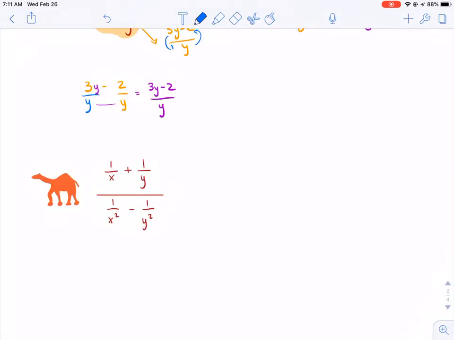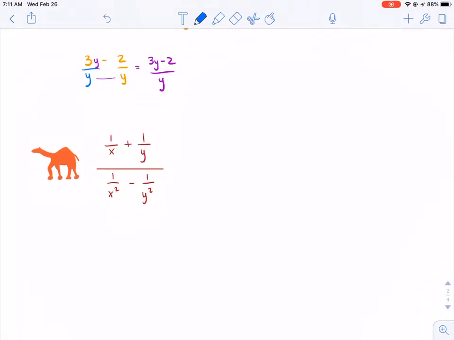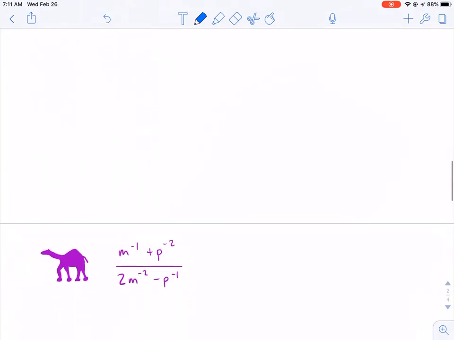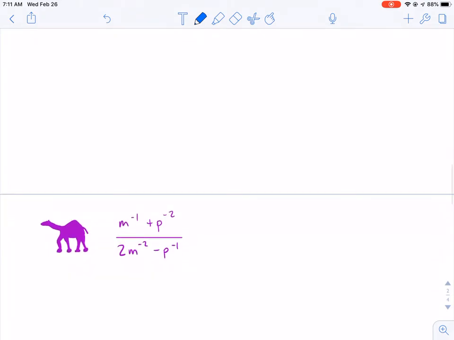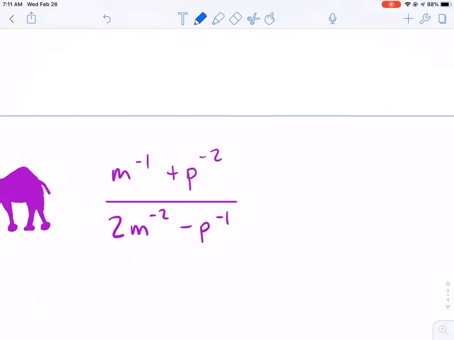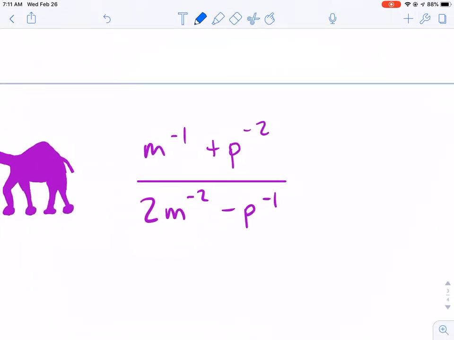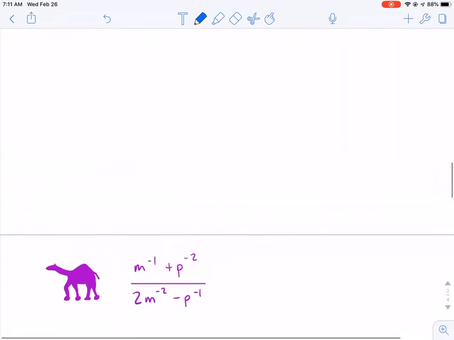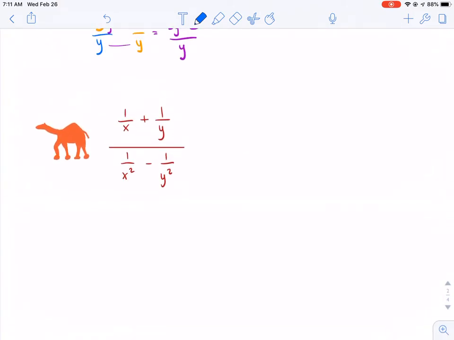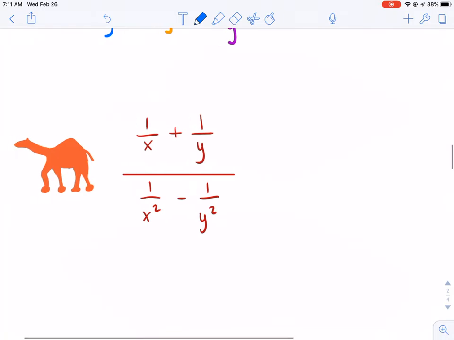Okay, welcome to the last example we're going to do today. There is an extension problem down below that's pretty tricky. The only thing that this problem kind of confuses people on are the negative exponents, which really isn't that bad. You just change to a fraction, okay? But we're not going to focus on that for today. We are going to focus on this last orange camel example.